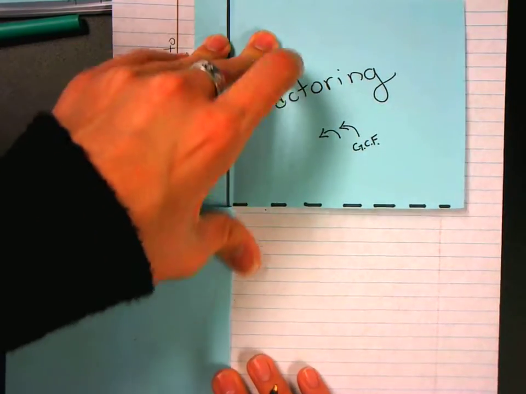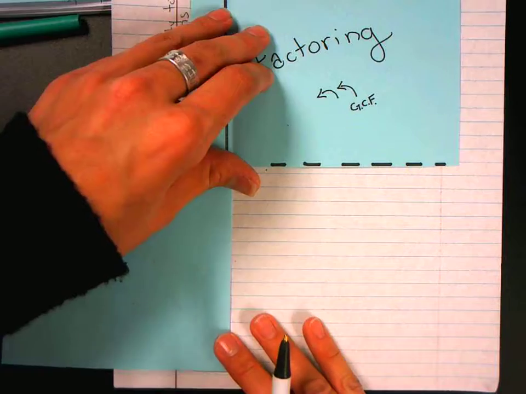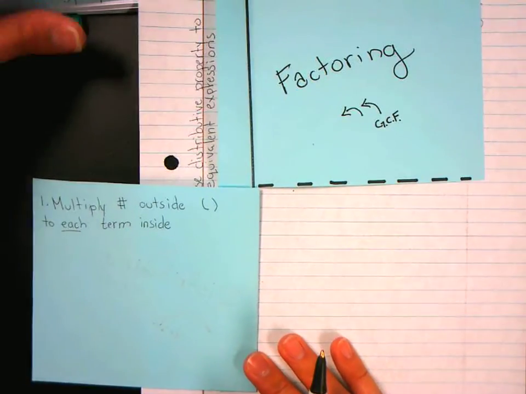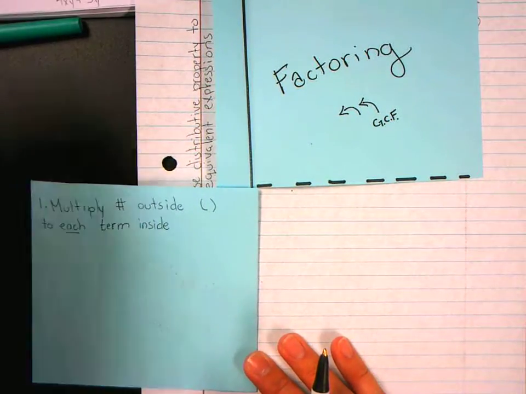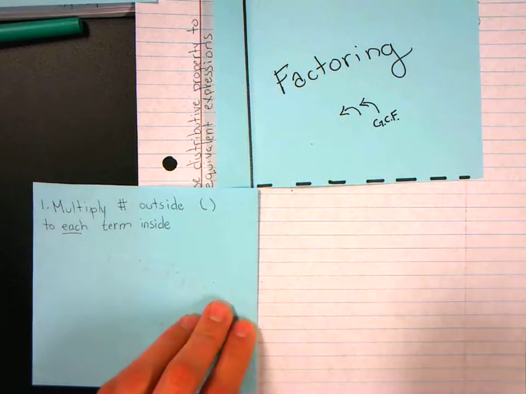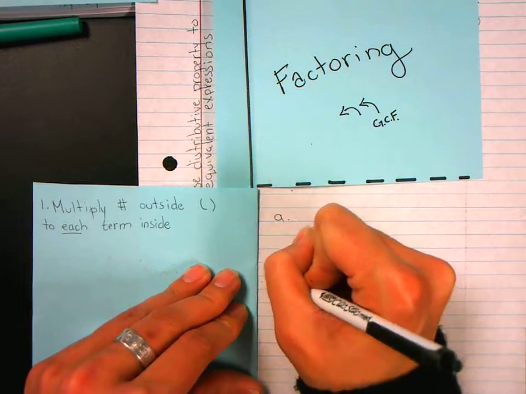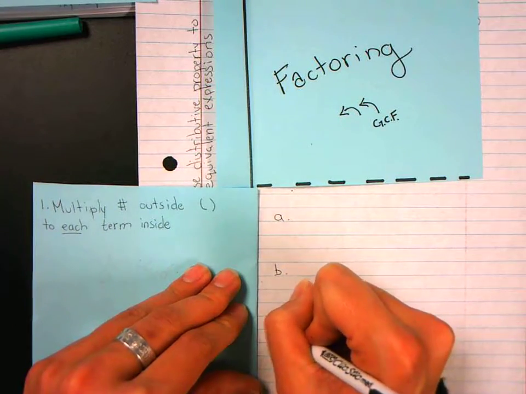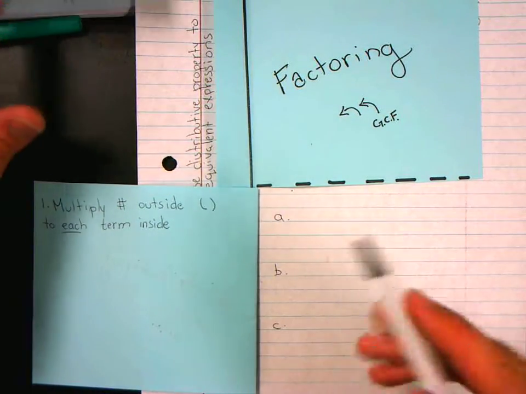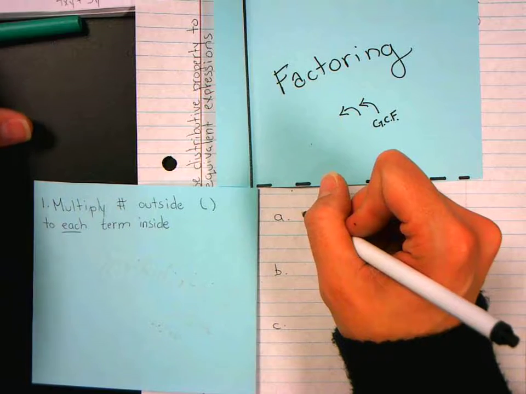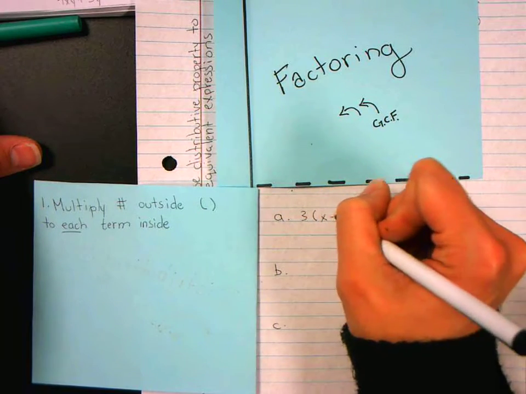Okay. Distributing you have seen once before. Again, it's not super new. We're just kind of going over it here. Okay. So distributing. Okay, we got 3 examples here. A, B, and C. I do, we do, you do. Okay. Our first one is going to be 3 times x plus y.